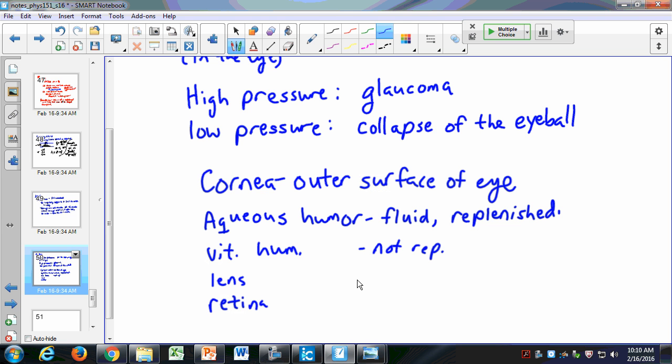Has anybody ever had their intraocular pressure measured? You have? They do it often at the eye doctor, right? How do they do it? Okay, yeah, you can either have a pin that actually comes out and touches your eyeball, or sometimes they use a puff of air.